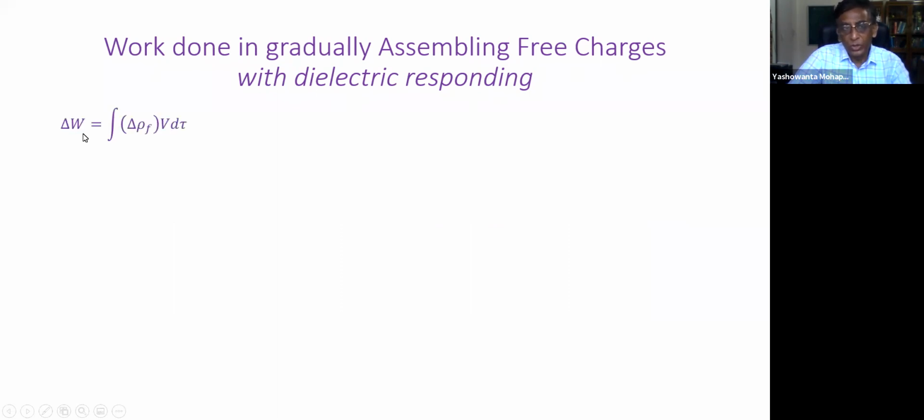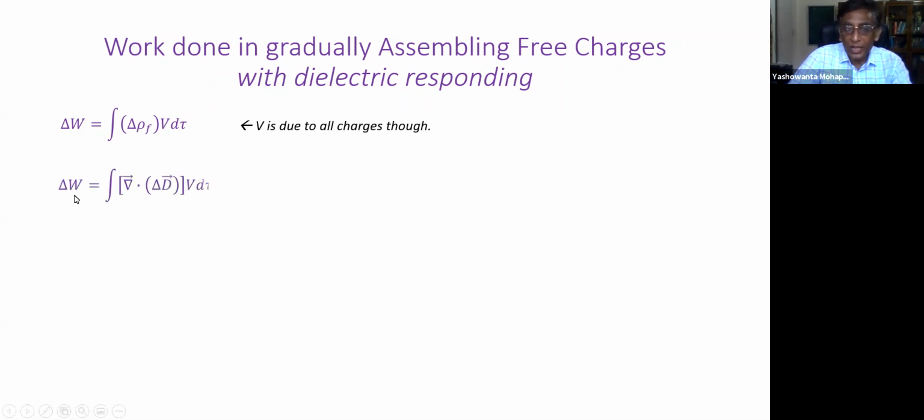Okay, so let's look at the change in energy, delta W. So I only take delta rho f V d tau. That's of course true that at a potential V, I bring in this amount of free charges. But remember, this V is due to all charges, not just free charges, okay?